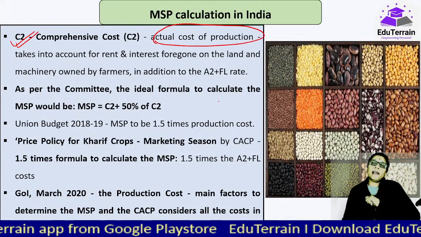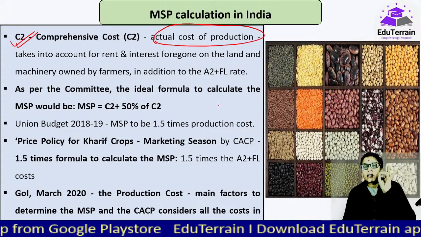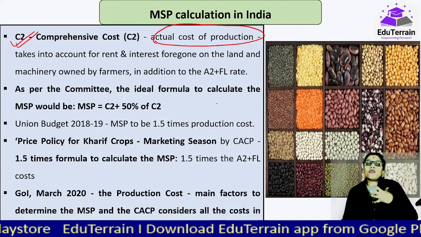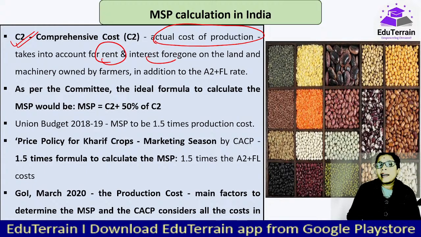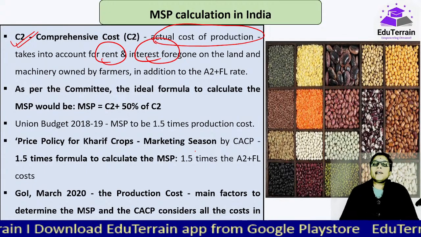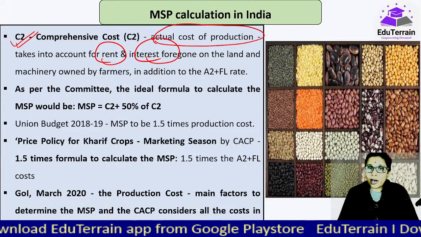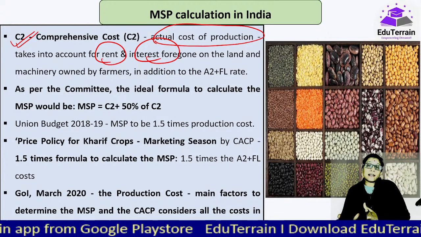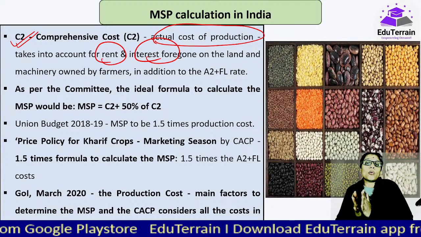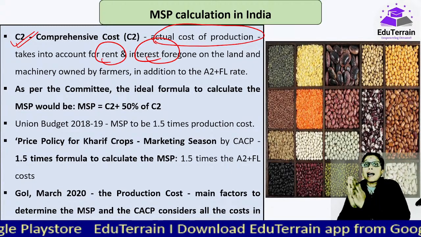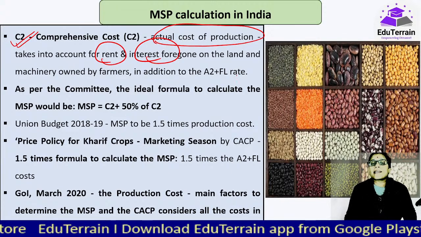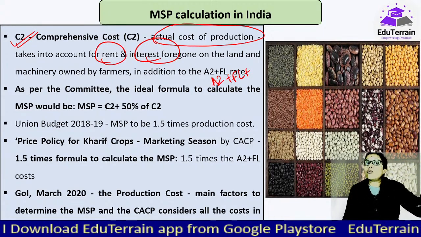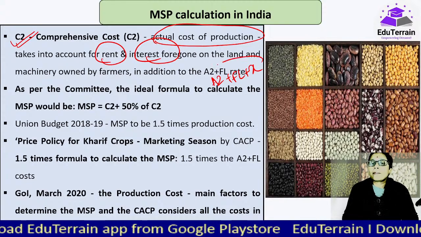In addition to the A2 plus FL, out of pocket expenses plus family labor, there is something: the amount that is foregone, or the rent interest that is foregone on land. See, कई बार ऐसा होता है machinery, land, etc. is owned by the farmer itself, right? So उसको कोई rent वो सब pay करने की जरूरत नहीं होती है. But in case he doesn't own the land, he doesn't own the machinery, so he has to hire. So there would be some amount for that, X amount. That X amount is added here. So A2 plus FL plus opportunity, whatever the cost that they would have incurred, that X, that is added here.